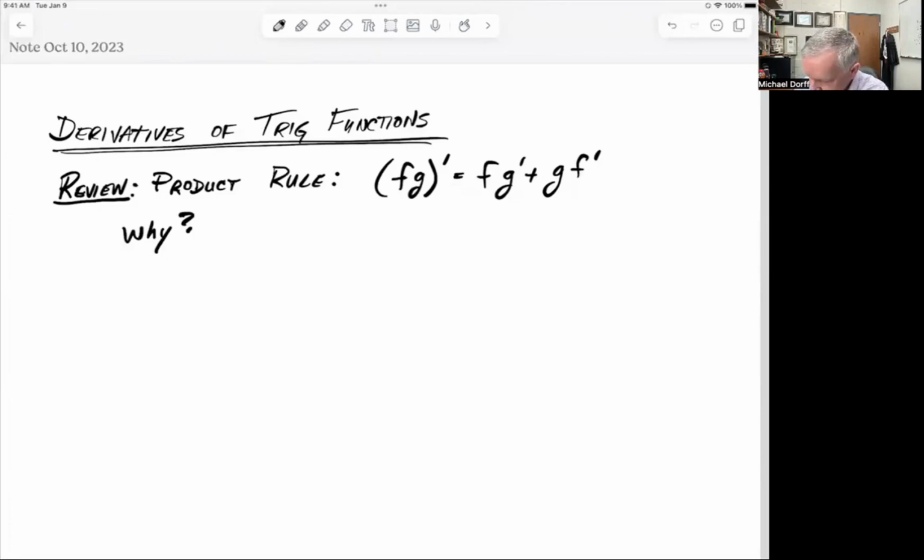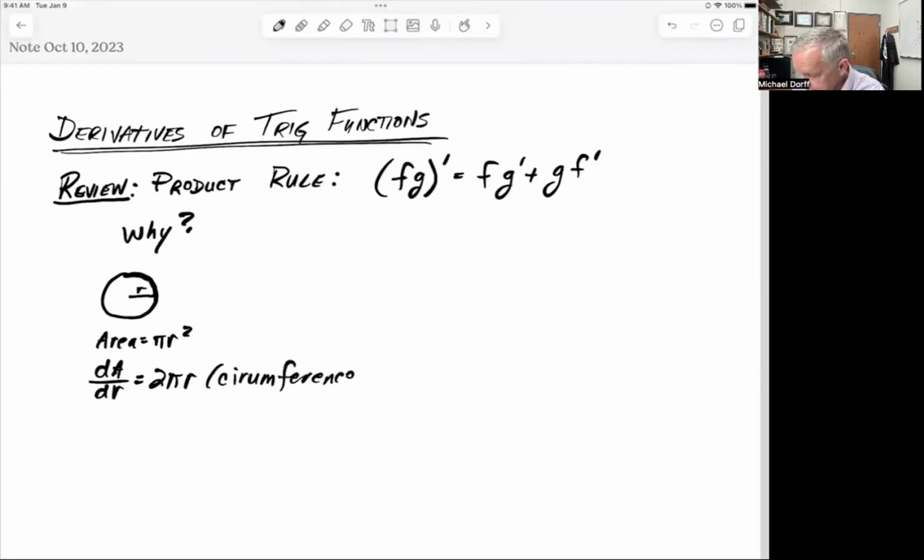Last time I talked about a circle of radius r, whose area is pi r squared. The derivative of the area with respect to r equals 2 pi r by the power rule, and that's equal to the circumference of the circle. And we showed that geometrically by looking at the derivative as the rate of change.